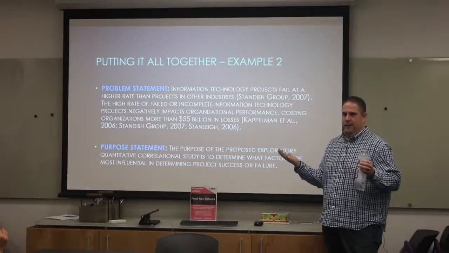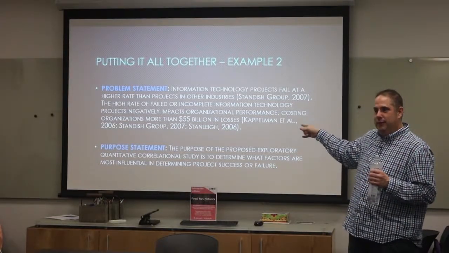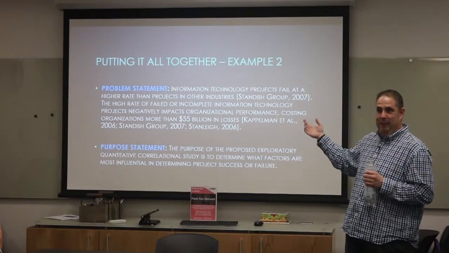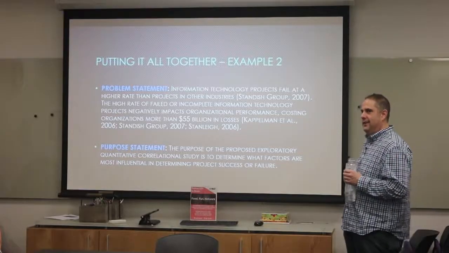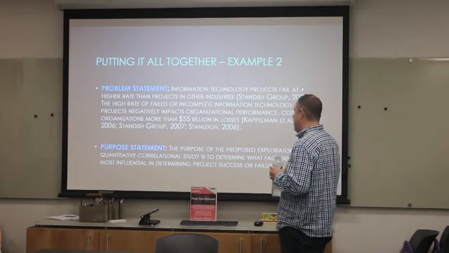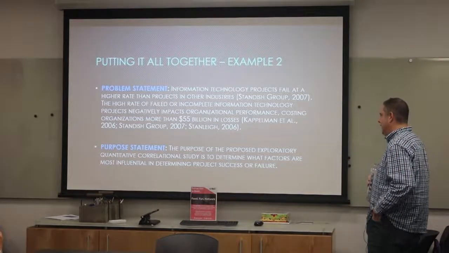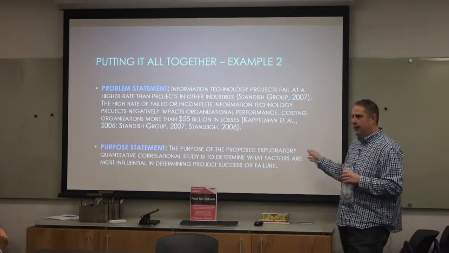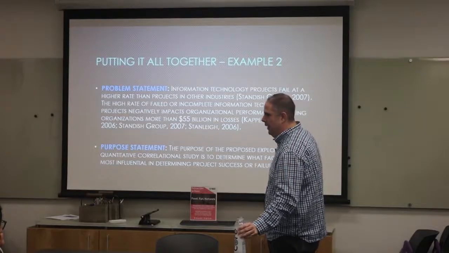And if you know how business works, that should pique your interest as a customer, because if the company is losing $55 billion, they don't just say, well, we tried. That's got to come back somewhere, so maybe the price of the product increases. And so now we're paying more for something. So the purpose of this proposed exploratory quantitative correlation design is to determine the factors most influential in determining project success or failure. So taking what's the problem, relating it back to what we have going on.